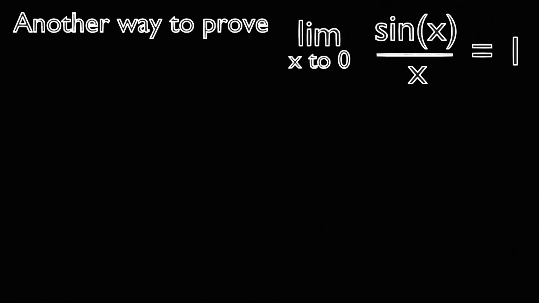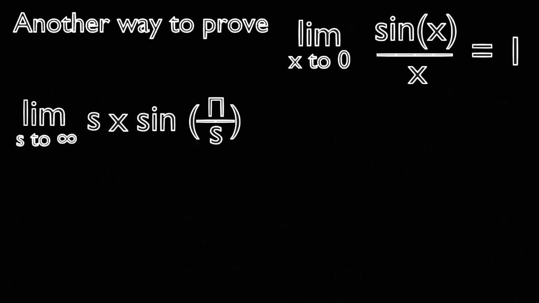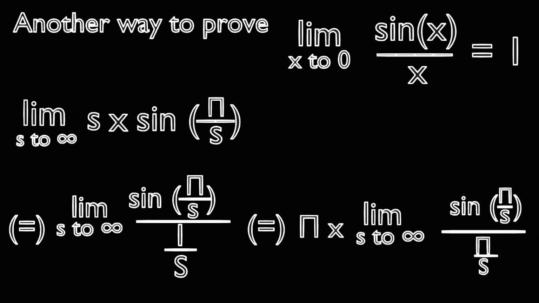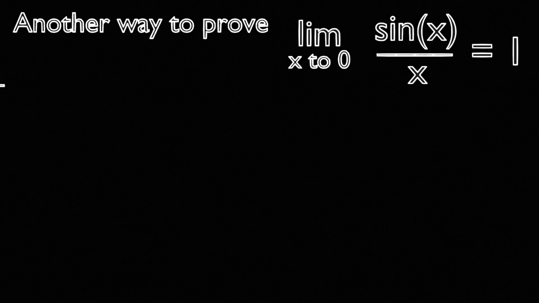First, one has a limit of s to infinity of s times sine of pi over s. One puts s in the denominator of sine of pi over s so that the limit becomes sine of pi over s over 1 over s. Next, one multiplies by pi over pi. This doesn't change the value of the limit. One puts one pi outside the limit and the other pi in the denominator. This allows us to have the argument of the sine function equal to the denominator. Finally, one substitutes pi over s by x.